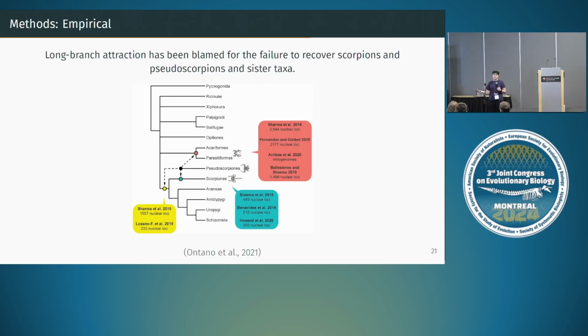Okay, so that's great. This works on simulated data. What about empirical data? To evaluate this on empirical data, we use data from pseudoscorpions and scorpions. Long branch attraction has often been blamed for the failure to recover scorpions and pseudoscorpions as sister taxa. In many studies, pseudoscorpions are recovered as sister to scorpions, but when taxon sampling is worse, pseudoscorpions are recovered as sister to other long branch taxa in Acariformes and Parasitiformes. Because of that, this has been attributed to long branch attraction.